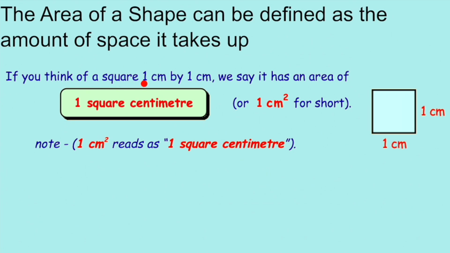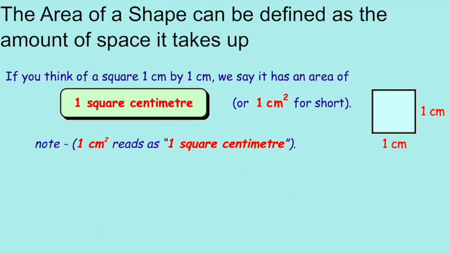If you think of a square that's 1 centimetre by 1 centimetre, we can say it has an area of 1 square centimetre. So this square here, if each of these lengths was 1 centimetre, we could say that the total area of the shape, the amount of space it takes up, is equal to 1 square centimetre. 1 cm with the 2 at the top must be read as 1 square centimetre. And square centimetres is a measure of area.